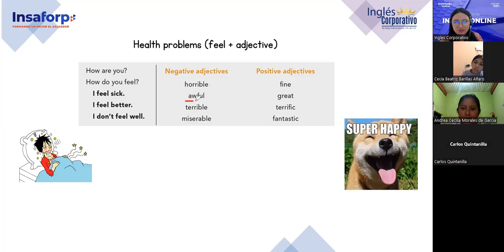¿Cómo me siento? Awful. What is that, class? What is it? Horrible. What is awful? ¿Quién sabe? Si se fijan, viene de un poco leve a un poco más intenso, que es miserable. So, una categoría menos es awful.